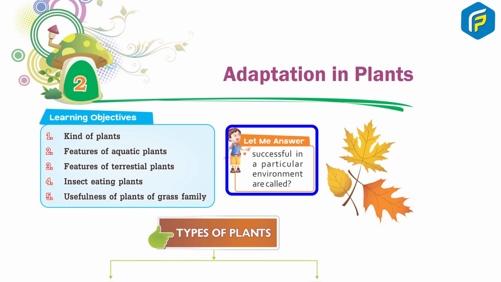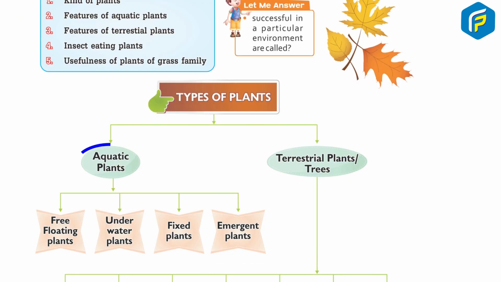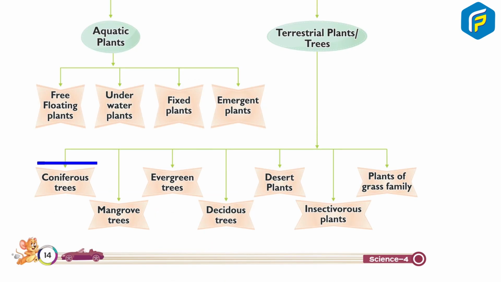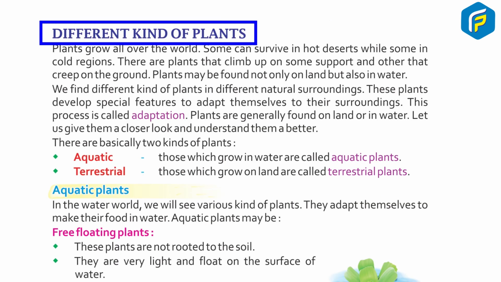Let me answer. Plants successful in a particular environment are called types of plants: aquatic plants, terrestrial plants, trees, free-floating plants, underwater plants, fixed plants, emergent plants, coniferous trees, mangrove trees, evergreen trees, deciduous trees, desert plants, insectivorous plants, and plants of the grass family. Different kinds of plants.